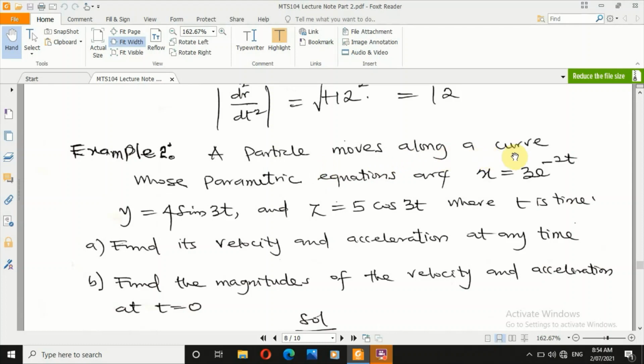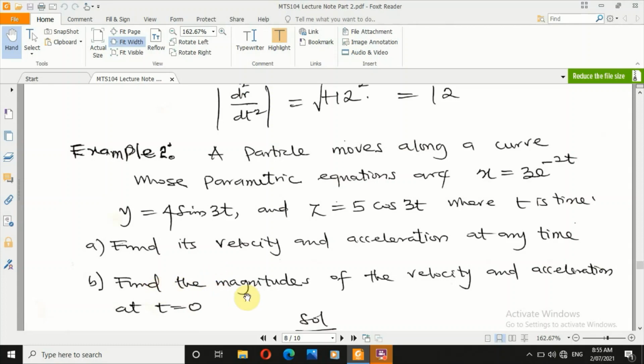So let's look at this example again. A particle moves along a curve whose parametric equations are x equals this, y equals this, z equals this, where t is time. Find its velocity and acceleration at any time.